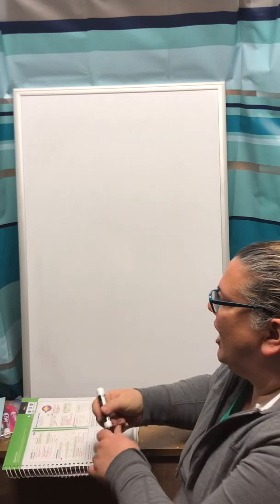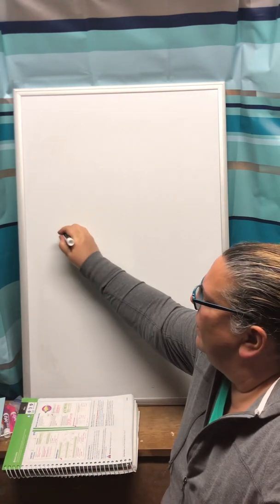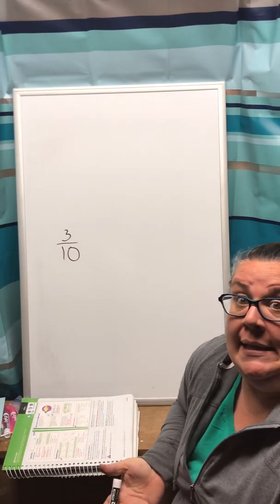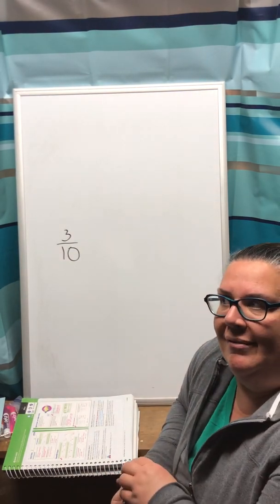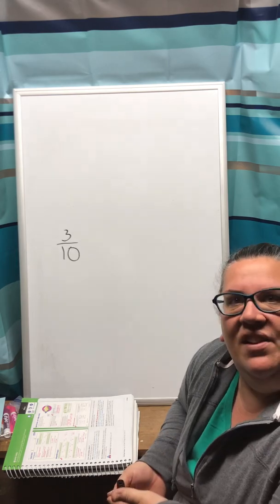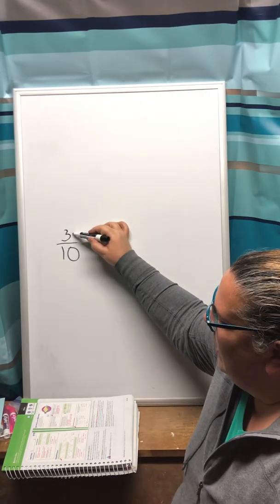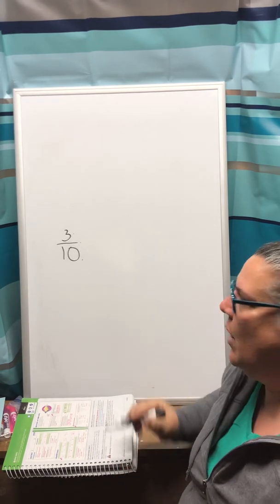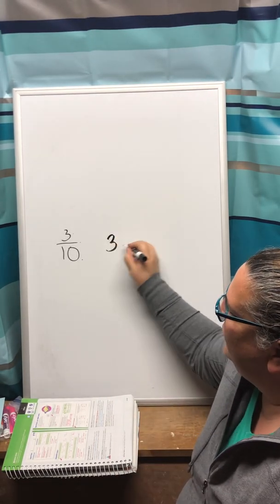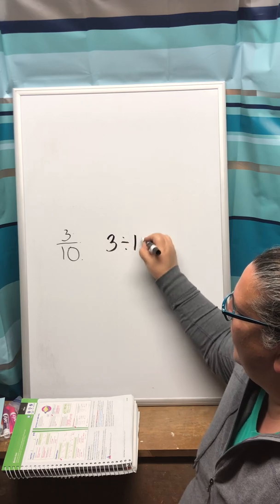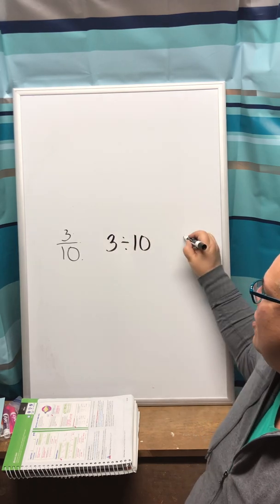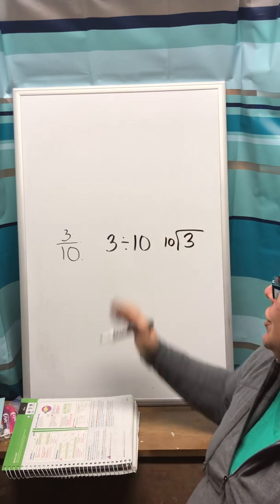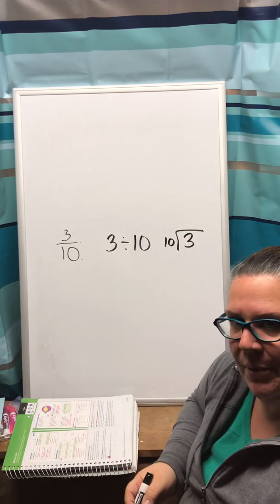So if I have the fraction 3/10, how would I write that as a division problem? Well, really, 3/10 is a division problem. It's 3 divided by 10. So if I were going to write it out, I would write 3 divided by 10, or 3 ÷ 10. So either one of those would be acceptable.